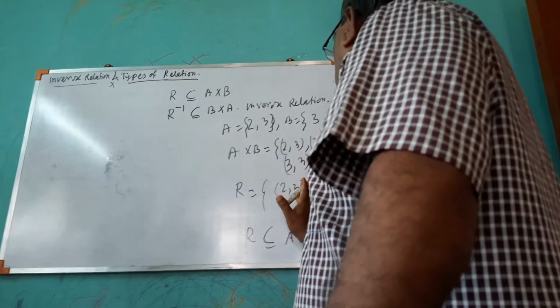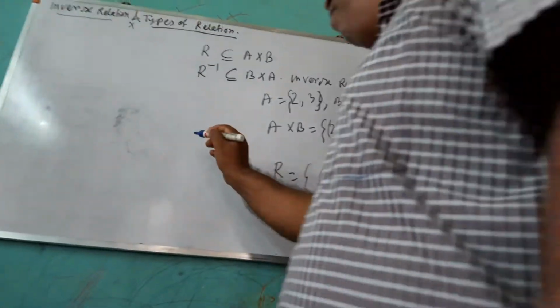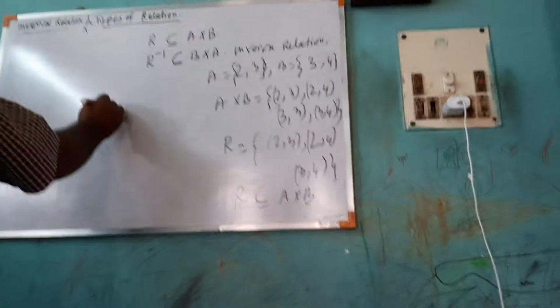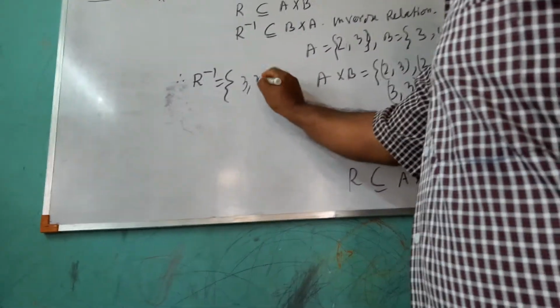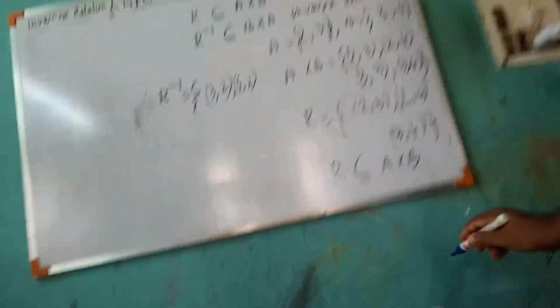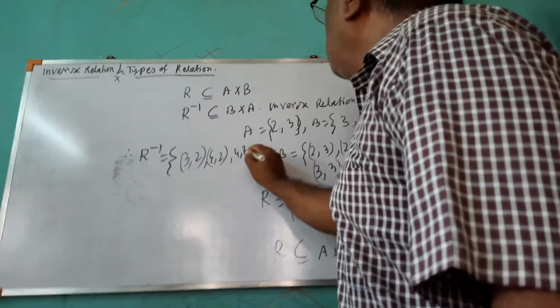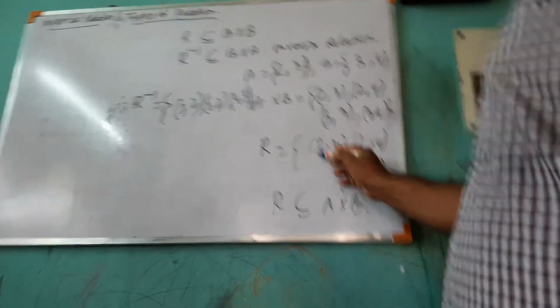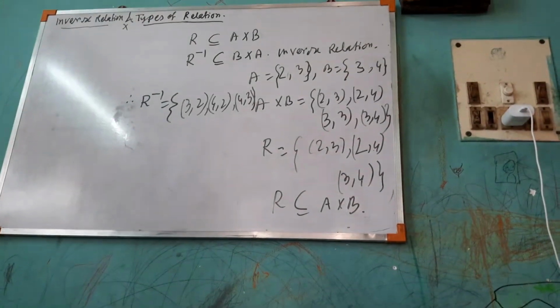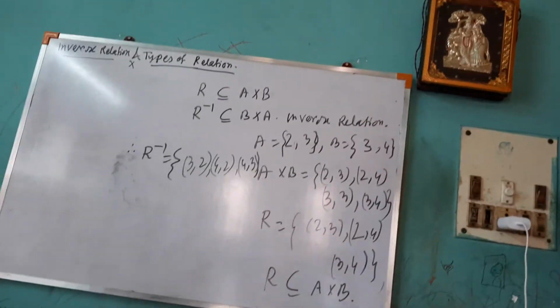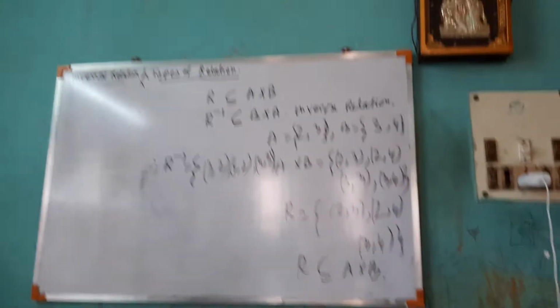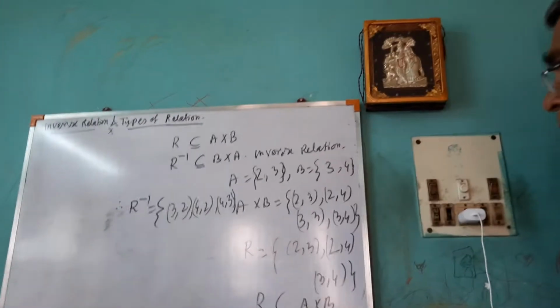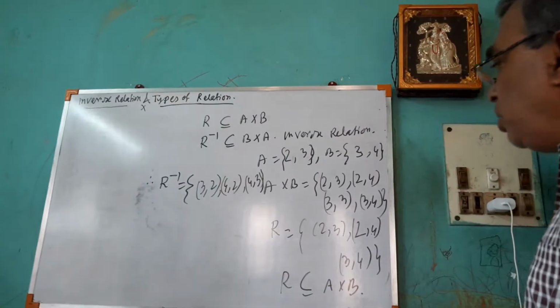Now, what is R inverse? If R is a relation, then R inverse equal to (3, 2), (4, 2) and (4, 3), just the opposite of each pair. This is R inverse.